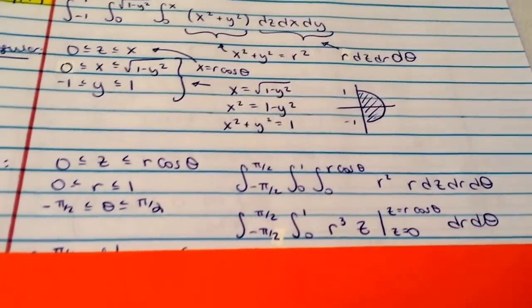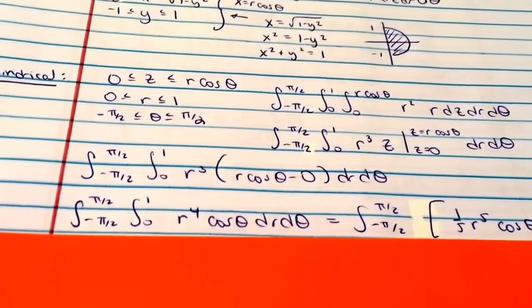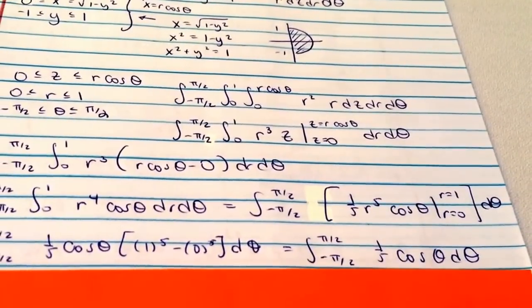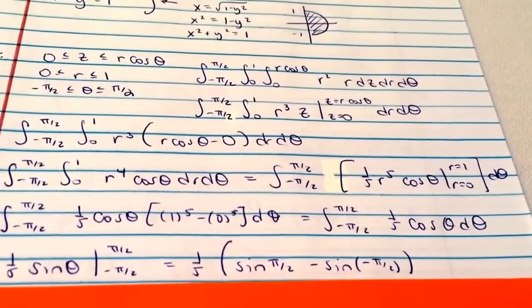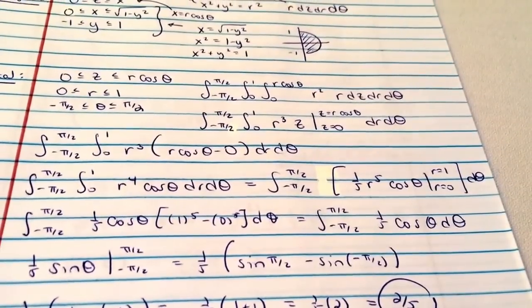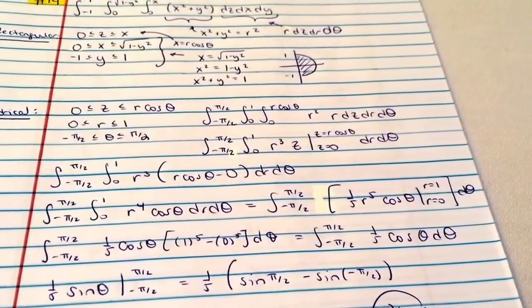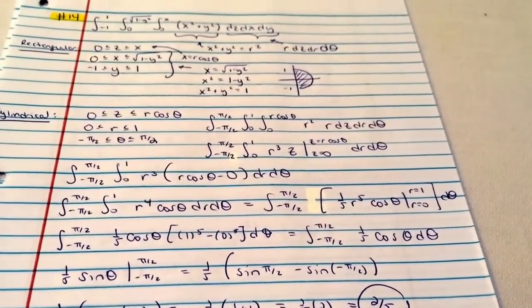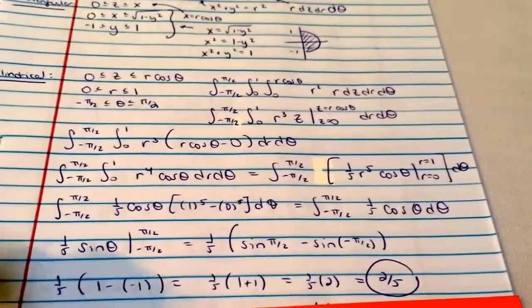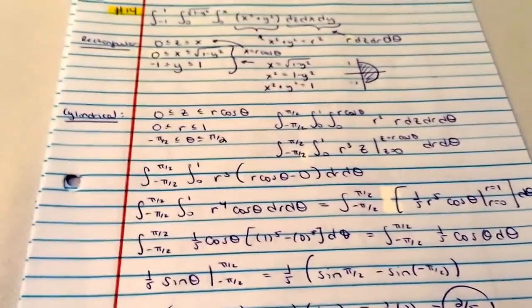Integrate with respect to z, plug in, simplify. Integrate with respect to r, plug in, simplify. Integrate with respect to theta, plug in, simplify. All right, so that is number 14. So switching from rectangular to cylindrical is pretty straightforward. It helps to draw the picture, the r, and obviously it helps to have the formulas memorized. All right, let's try the next one.